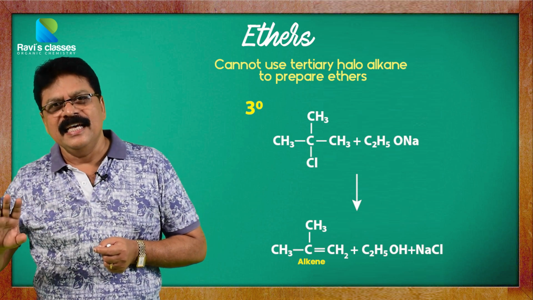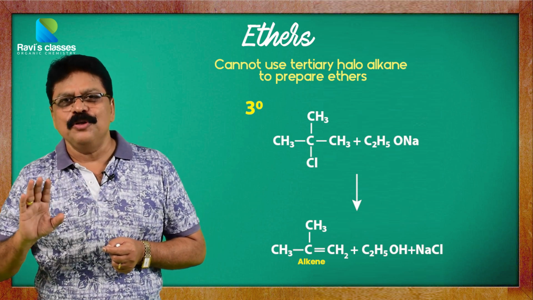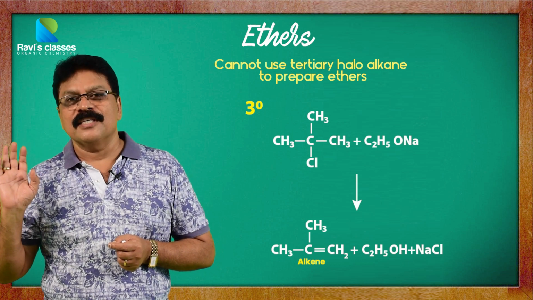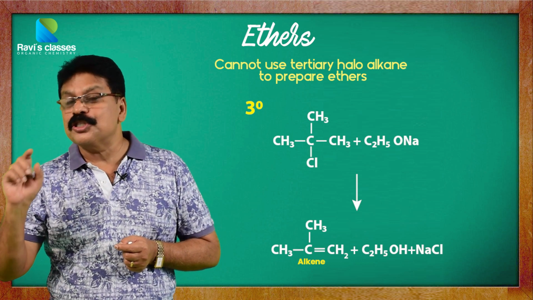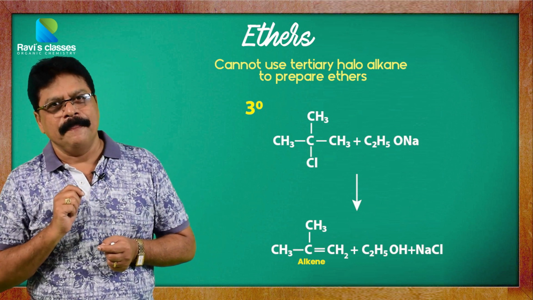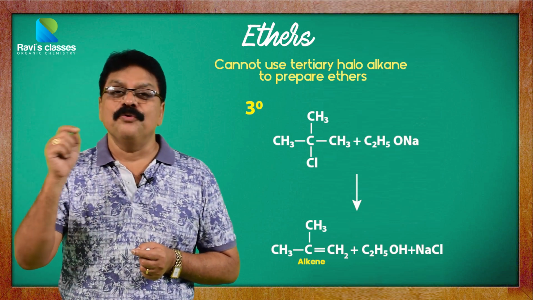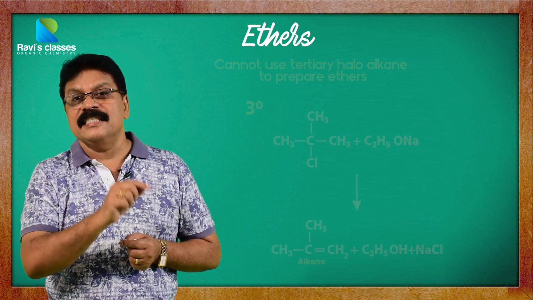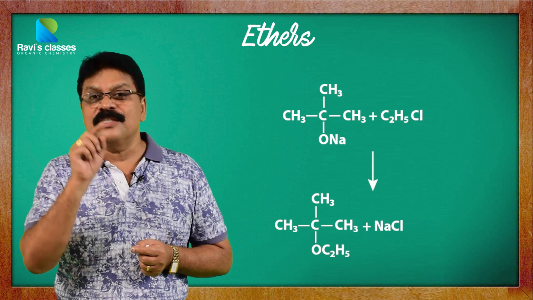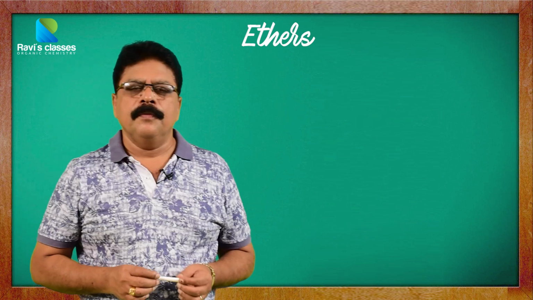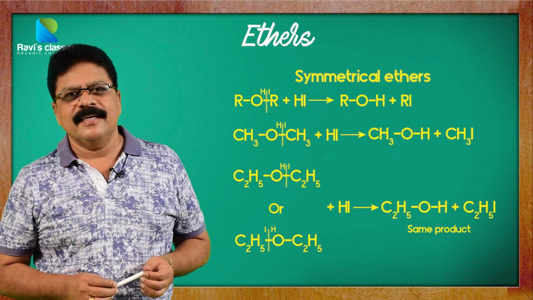So tertiary haloalkanes cannot be used to prepare ethers with what? Sodium alkoxide, because C2H5ONa is a strong base. Instead of forming an ether, it forms an alkene. So this we must always remember. Whenever you are going to prepare such kinds of ethers, instead of taking the tertiary haloalkane, we must make use of what? (CH3)3CONa and C2H5Cl.